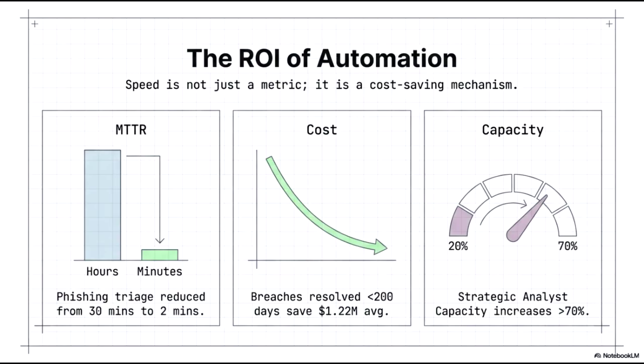influences the bottom line. Finally, automation drastically expands our operational bandwidth. Strategic analyst capacity increases by more than 70%, allowing team members to pivot from manual labor to high-impact strategic work. Ultimately, the speed provided by automation is the foundation for both fiscal resilience and enhanced human productivity.